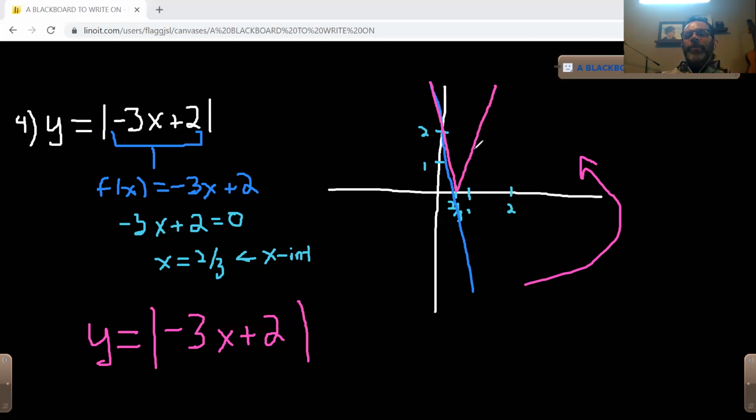So the pink graph would be the function that we were looking for, which is the absolute value of the function. In the case of the absolute value, once we have the original graph, the negative part is going to turn positive. The positive part is going to stay exactly the same. Questions with this one before we move along?